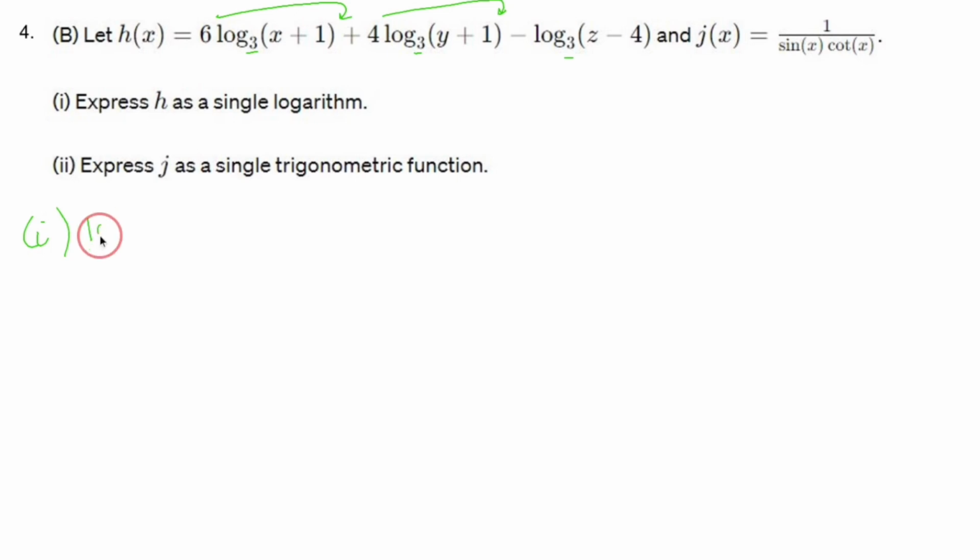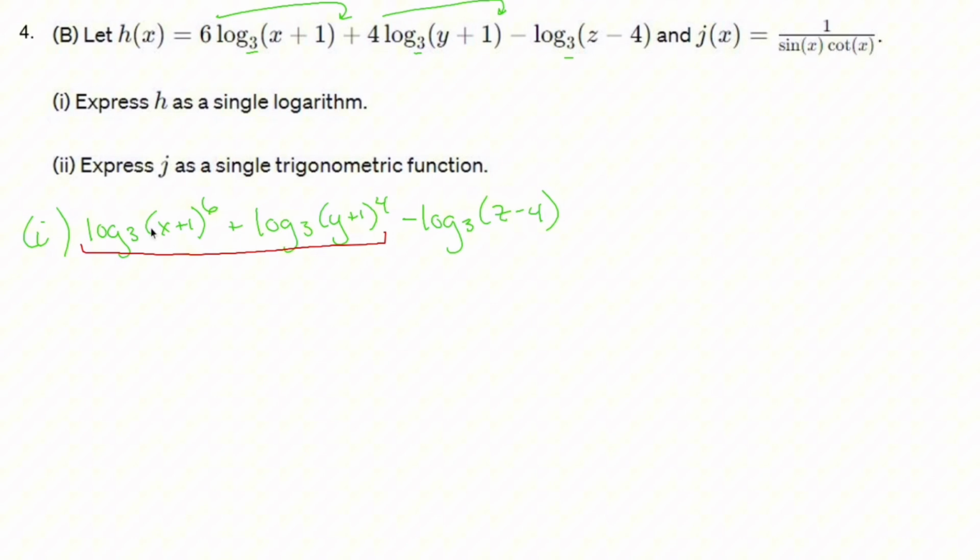So you become log base 3 of x plus 1 to the 6th power, plus log base 3 of y plus 1 to the 4th power, and nothing happens with u, minus log base 3 of z minus 4. Then what you would want to do is organize all the pluses together and all the minuses together, and that's already taken care of. Step number 2 is if you add logs of the same base, multiply the inside. So this becomes log base 3. I'm going to put a nice little bracket here. x plus 1 to the 6th times y plus 1 to the 4th.